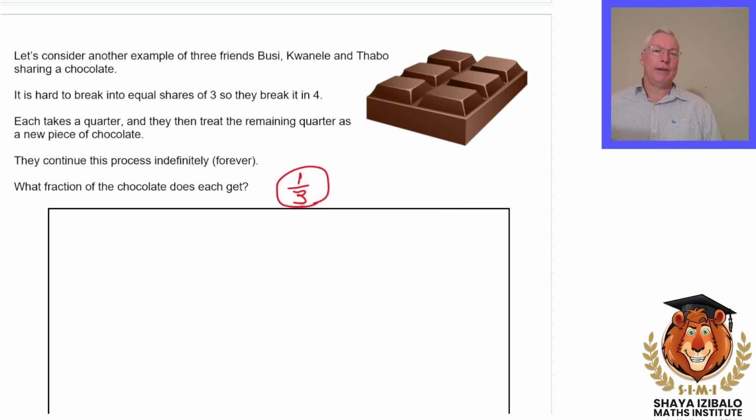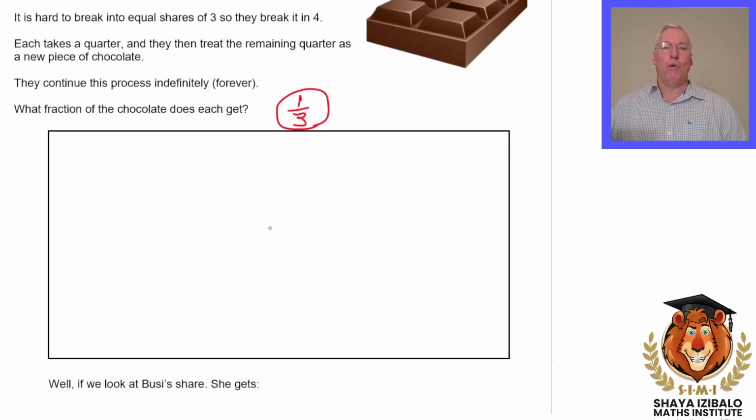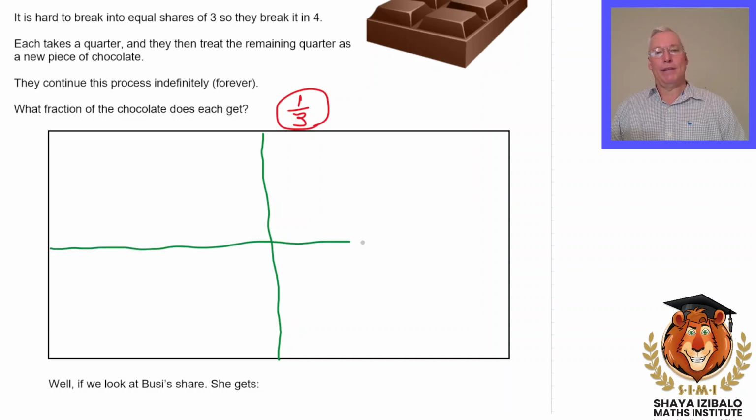But it's quite hard to break a chocolate into bits of 3. So what they do is they break the chocolate into equal bits of 4. That's quite easy because you just break it in half here, all right? And you break it in half here. Now these lines should be exactly straight. And now what is going to happen is that Busi will get a share, Kwanele will get a piece of chocolate, and Tabo will get a piece of chocolate. Now there's a piece of chocolate left.